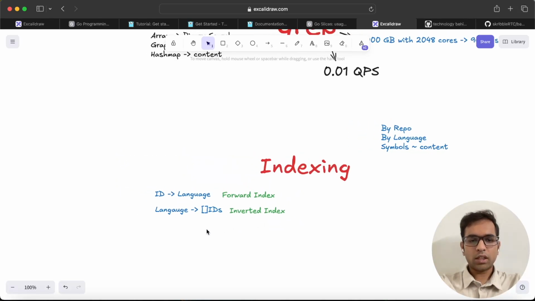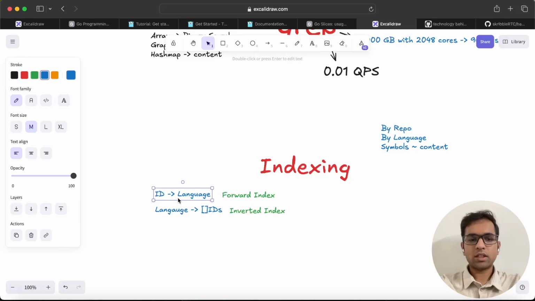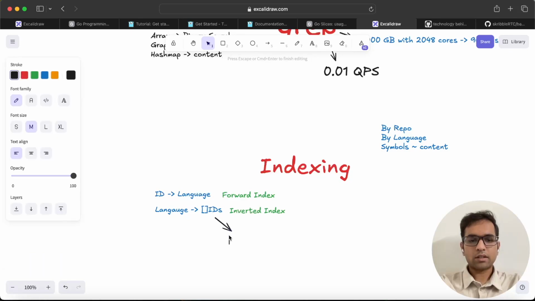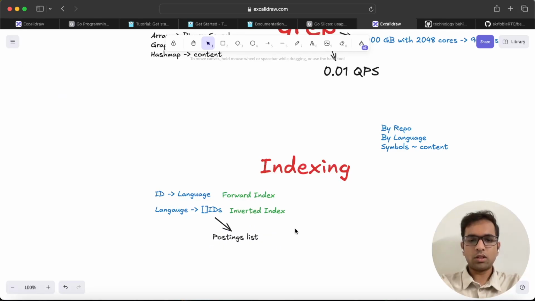So the forward index that is already present is that every file ID is mapped to a language, and what we do is then we map all of these languages individually to the documents or to the files that are using that certain language, right? And the list that is produced at the end is called the postings list, right? So this is how a basic indexing looks like.